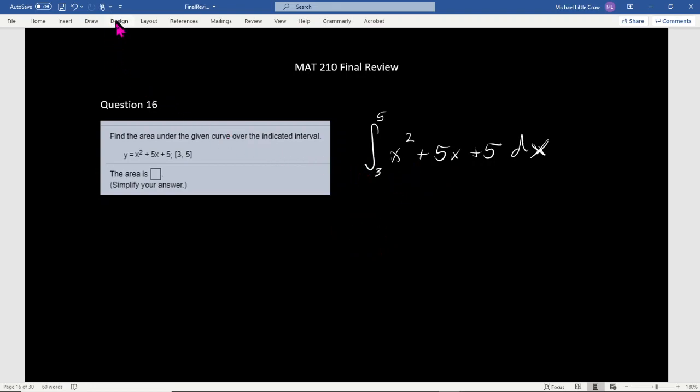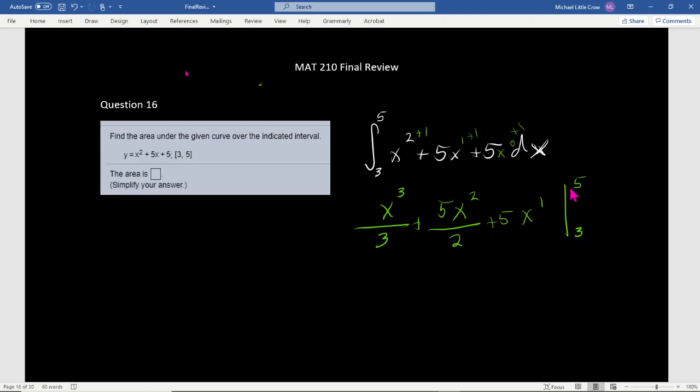So we go ahead and we add 1 to the exponent, so that's going to give us an x to the third, and then we have to divide by that new exponent. This is 5x to the 1, so we add 1 to the exponent, that's x squared, divide by that new exponent, and then the 5 tags along, and we've got a plus here between them. And this last one is really x to the 0, add 1 to the exponent, so we get x to the 1 plus 5. And again, we've got limits, so we're going to go from 3 to 5.